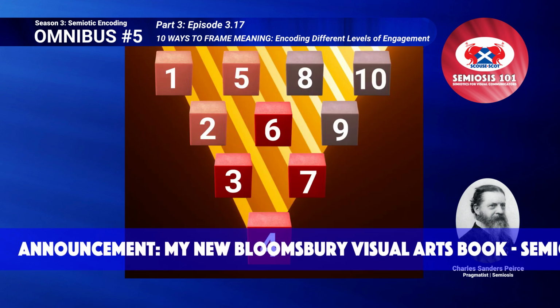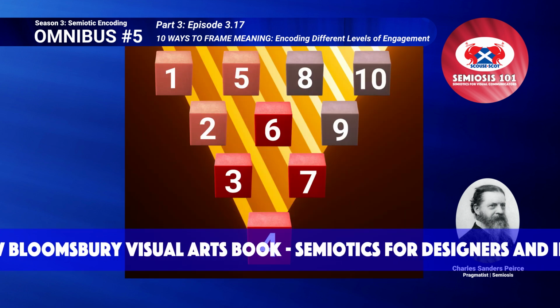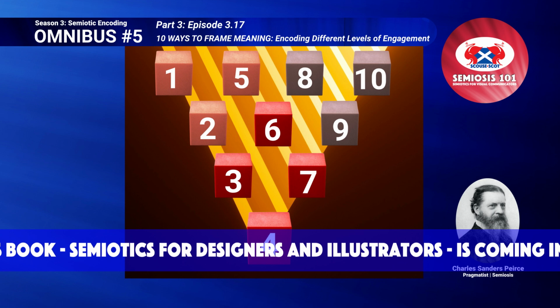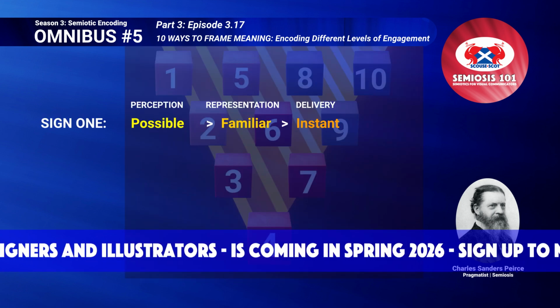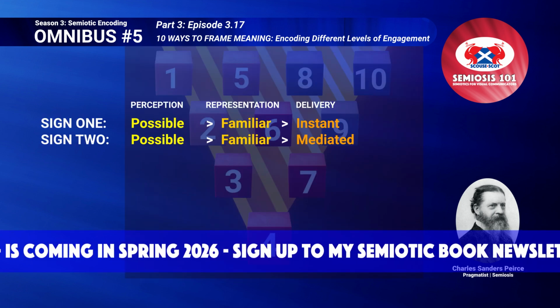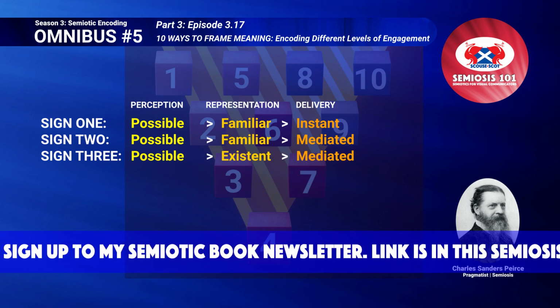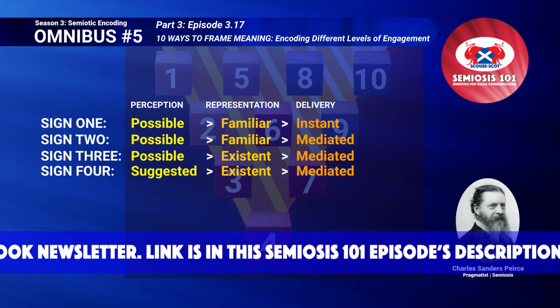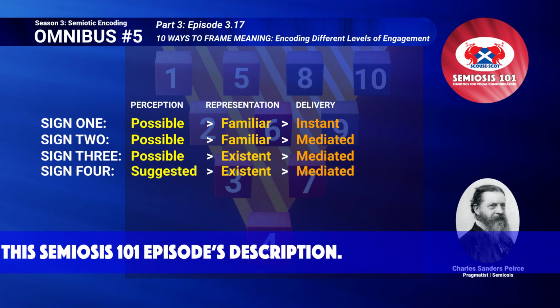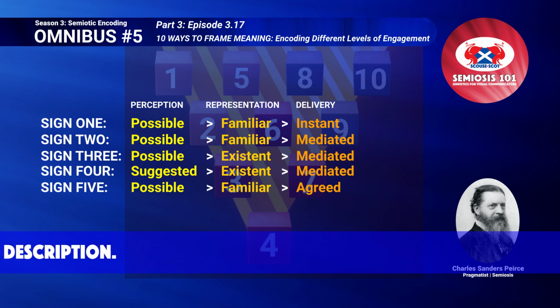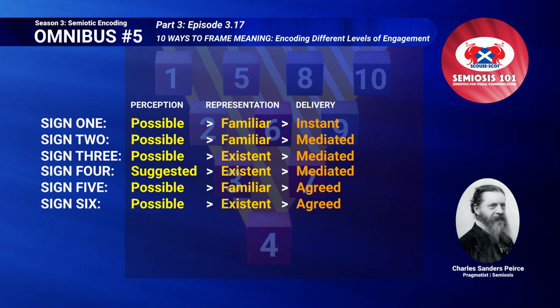In design-centered terms, we can explain PEIRCE'S 10 sign classes in easier to understand terms. Sign 1, possible familiar instant. Sign 2, possible familiar mediators. Sign 3, possible existent mediators. Sign 4, suggested existent mediators. Sign 5, possible familiar agreed. Sign 6, possible existent agreed.